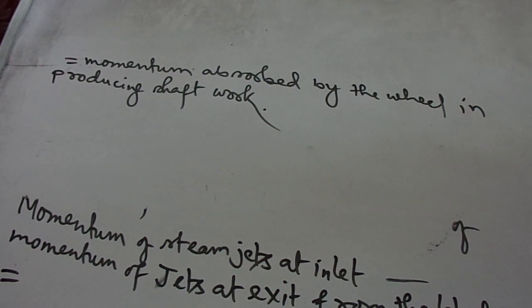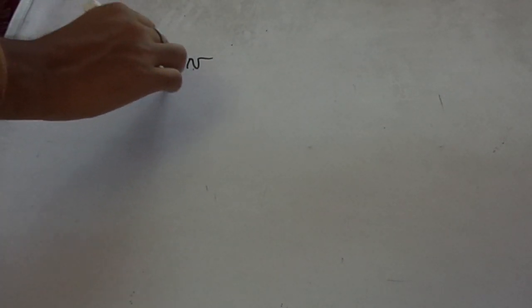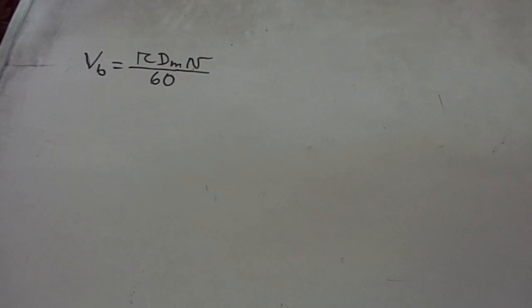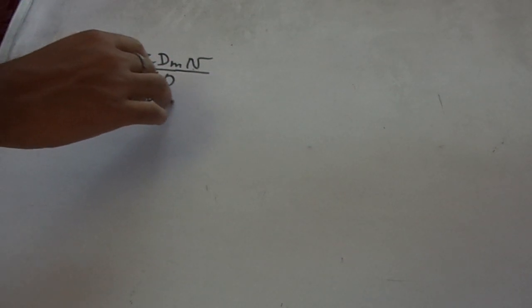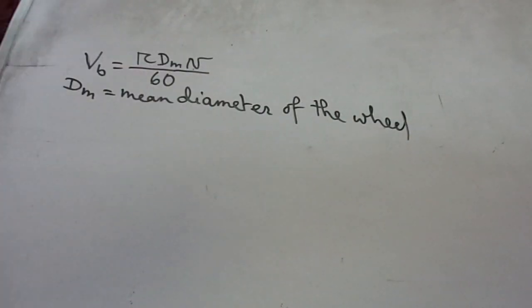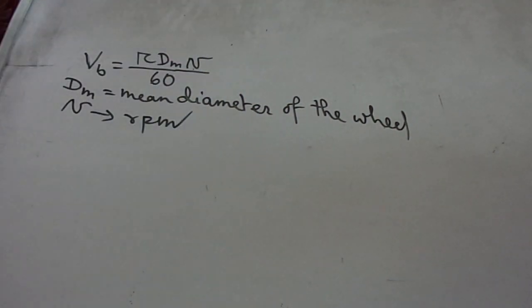Actually, the mean peripheral velocity of the blades, VB, is equal to pi Dm N divided by 60, where Dm is the mean diameter of the wheel and N is the rpm.